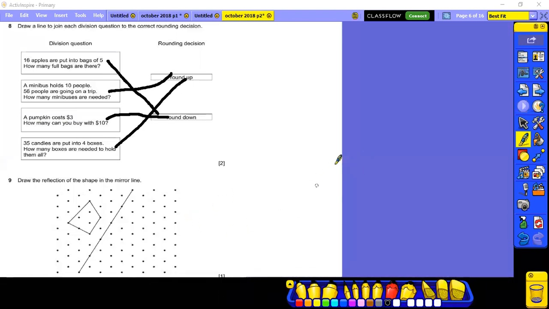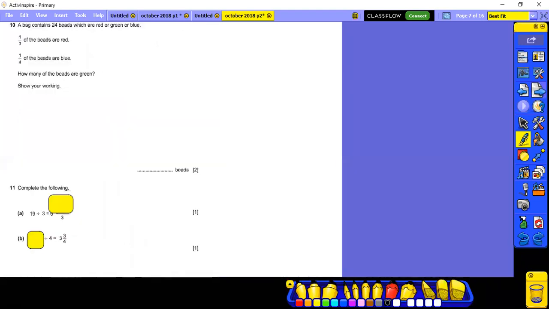Okay. I'm not going to discuss reflection. Reflection is easy. I want to go quickly to question number 10, and I want to ask you a question about number 10. He's telling you 1/3 of the 24 beads are red, 1/4 of the beads are blue. How many of the beads are green? Can anyone tell me? Maram is saying 10.